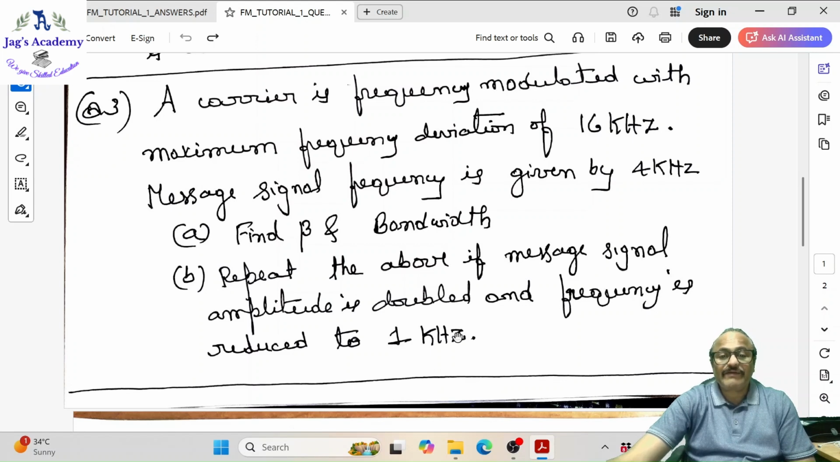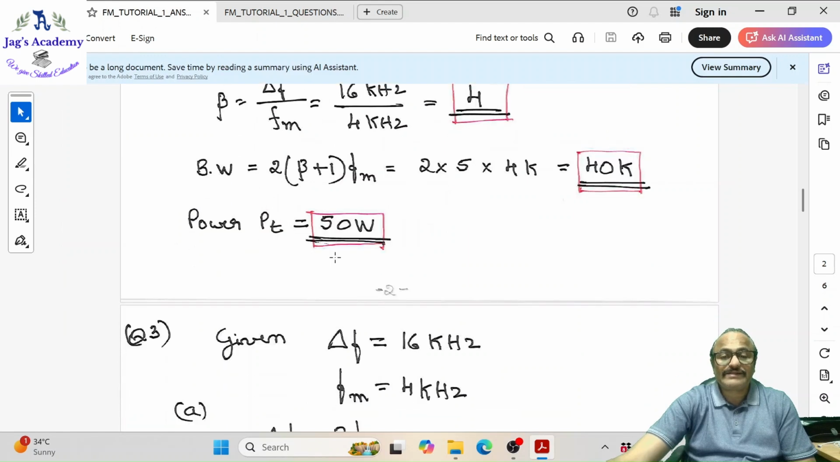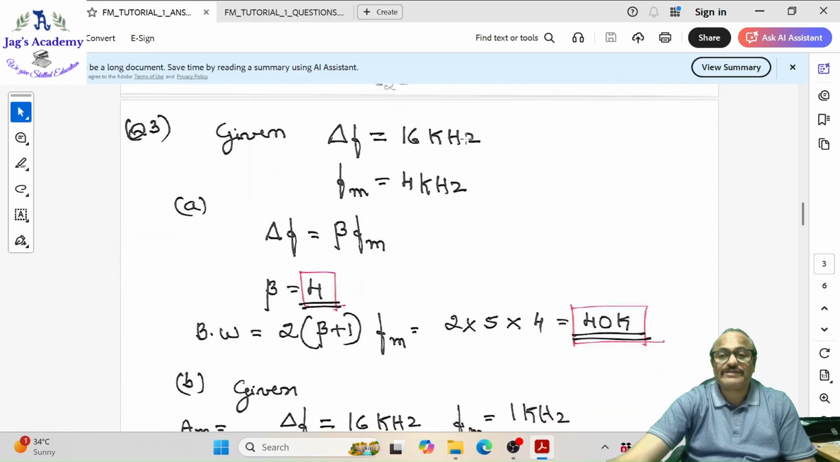Now the frequency is reduced. Frequency of the message signal is reduced to 1 kilohertz. Find out what is the beta and what is the bandwidth. Let us see that. Given delta F is equal to 16 kilohertz, Fm is equal to 4 kilohertz. Very well you know the relation, beta is equal to delta F by Fm. You substitute delta F and Fm, and you get beta value equal to 4. Now from there you can get the bandwidth of the FM signal, which is equal to 2 times (beta plus 1) into Fm. That is 2 into 5 into 4, which is equal to 40 kilohertz.